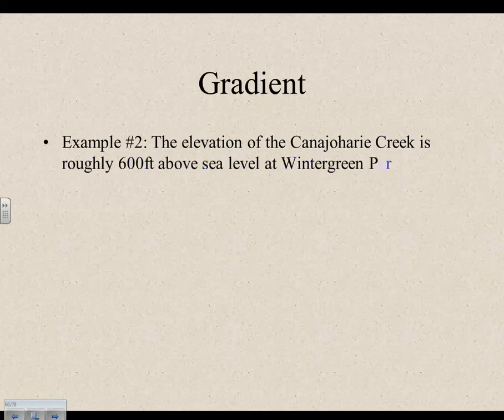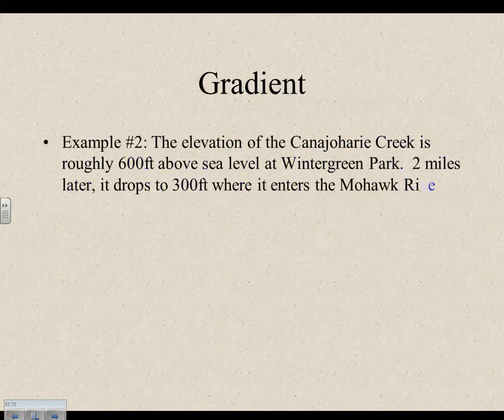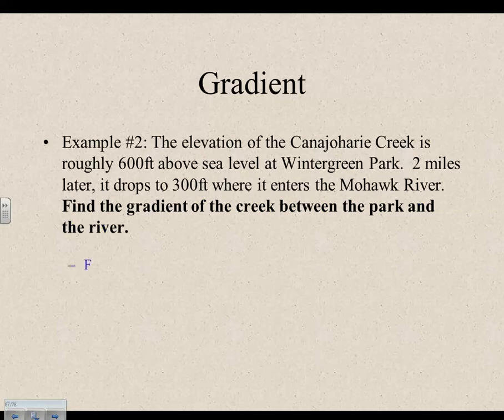Here's another example. The elevation of the Canigere Creek is roughly 600 feet above sea level at Wintergreen Park. 2 miles later, it drops to 300 feet where it enters the Mohawk River. Find the gradient of the creek between the park and the river. Now I'm going to pause the video here, and you are going to try this all by yourselves.